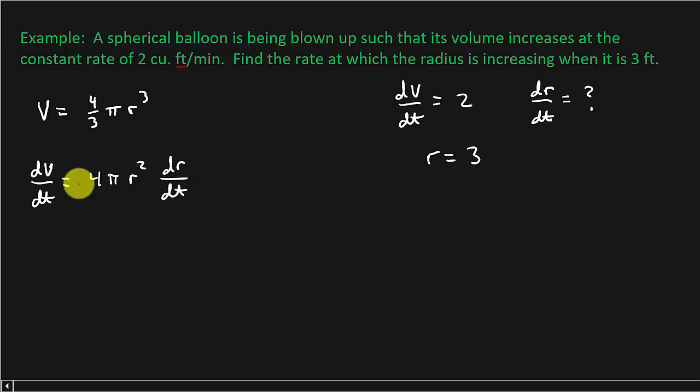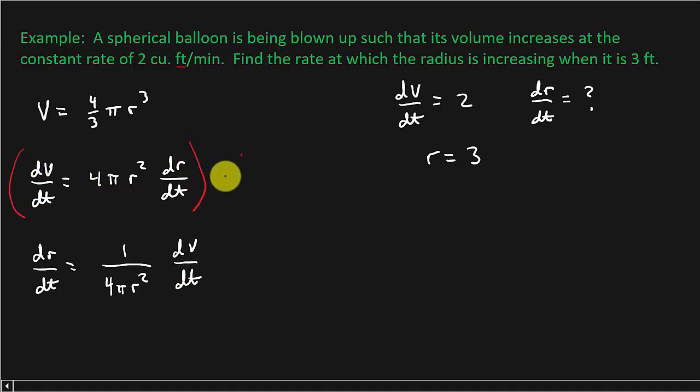So I've got to get rid of the 4 pi r squared, so I'm dividing both sides by it, right? That gives me dr/dt is equal to 1 over 4 pi r squared times dV/dt. It's kind of like I'm taking this whole thing and multiplying by the reciprocal. So you can see it's going to cancel out, and I'm left with the 1 over 4 pi r squared over here.